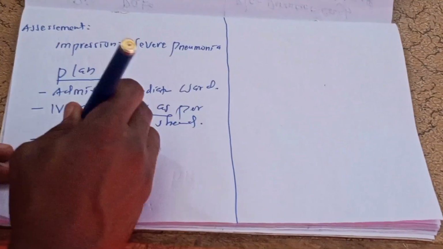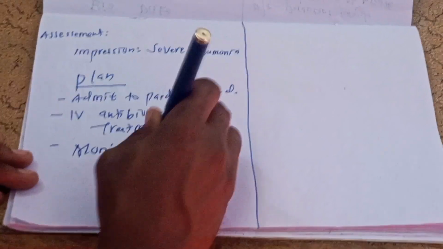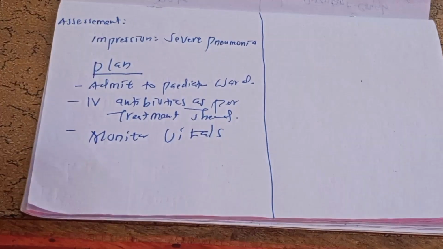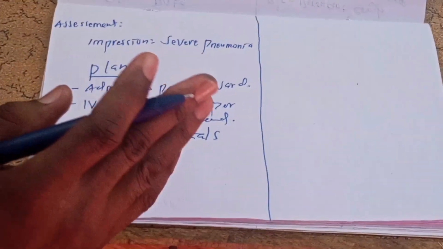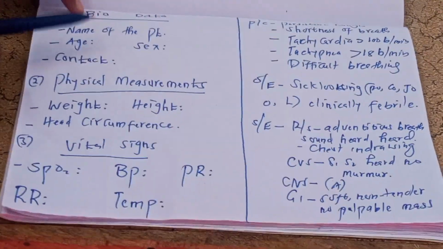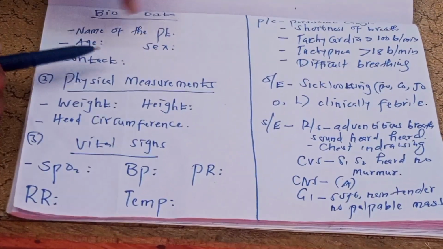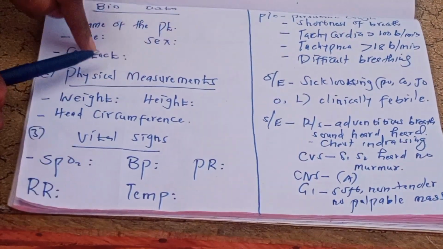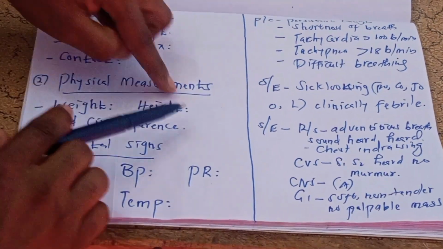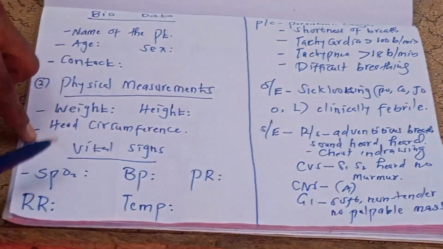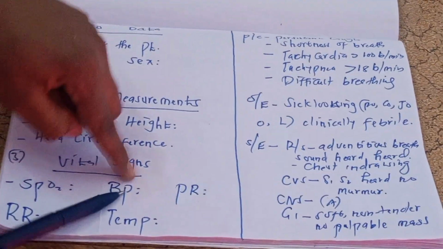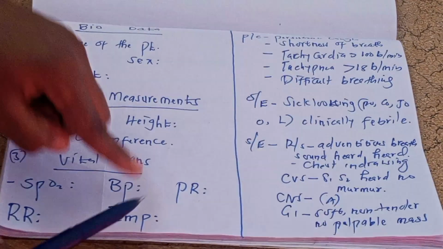Then monitor vitals. This is the last step whereby you have admitted the patient for treatment. So this is the best way for you to admit a patient. First, you need to have the biodata of the patient: name, age, sex, and contact. Then you need to have the physical measurements, that is the weight of the child, height, or head circumference. Then you must have the vital signs: SpO2, oxygen saturation, blood pressure, pulse rate, respiratory rate, temperature.